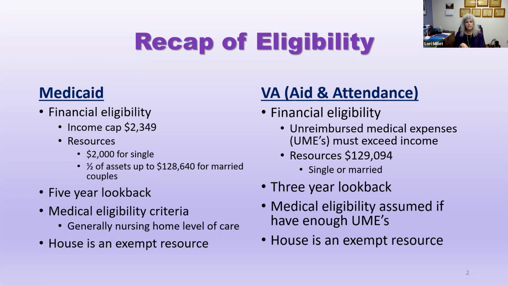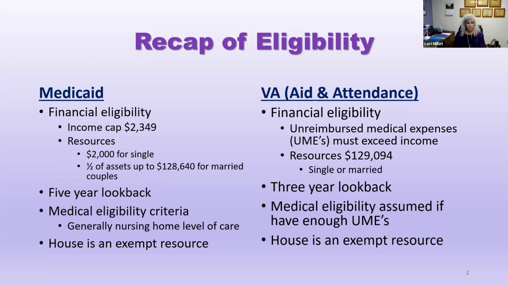Now let's contrast all this with aid and attendance. Aid and attendance financial qualification is quite different. Instead of using an income cap, the VA goes by unreimbursed medical expenses, which they refer to as UMEs. The UMEs have to exceed the monthly income of the claimant. The claimant is always the term used for the person who is applying for VA benefits, whether it's the veteran himself or herself or the surviving spouse.